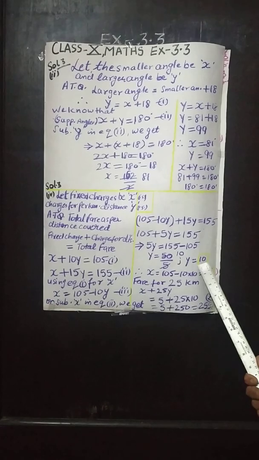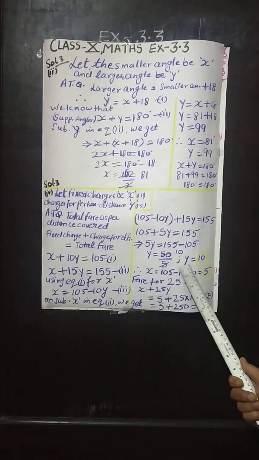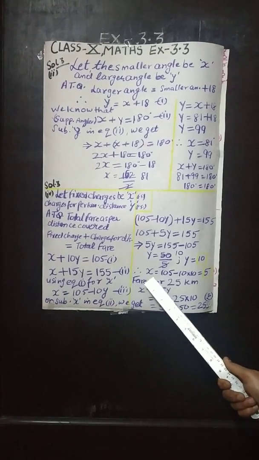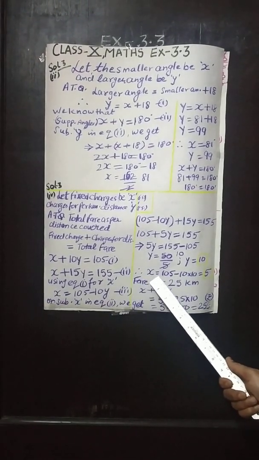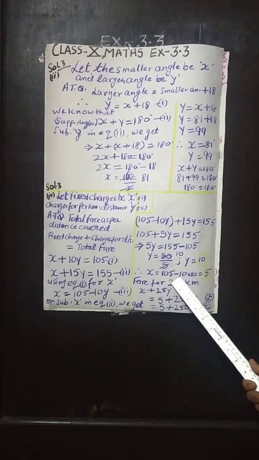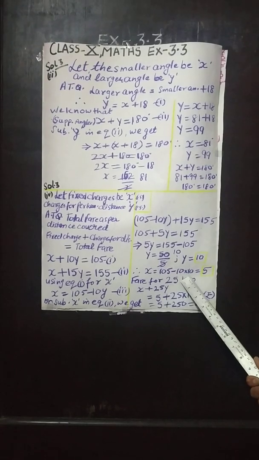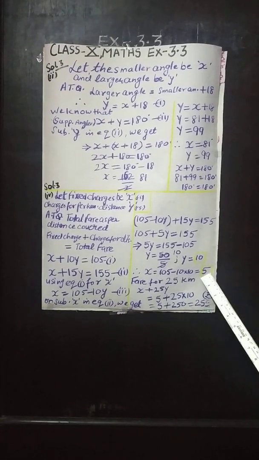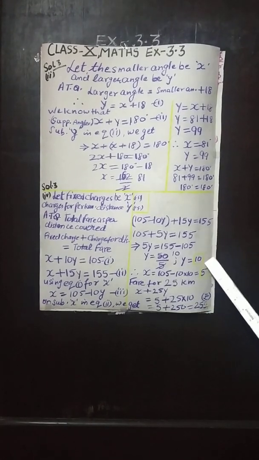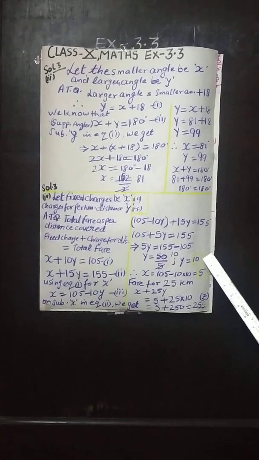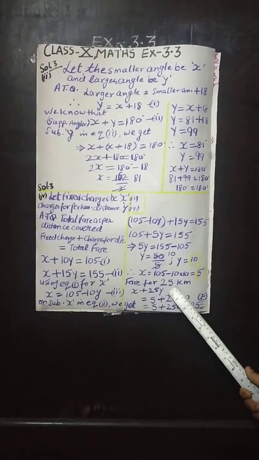So here this 10 is actually the fare for the distance traveled per kilometer, and we substitute this value of y in the first equation. Therefore x is equal to 105 minus 10y. y is 10 here, so 105 minus 100 will be x as rupees 5. So x is the fixed charge, which is 5 rupees, and y is the charge per kilometer, which is 10 rupees. Now the fare for 25 kilometers is asked to be found.